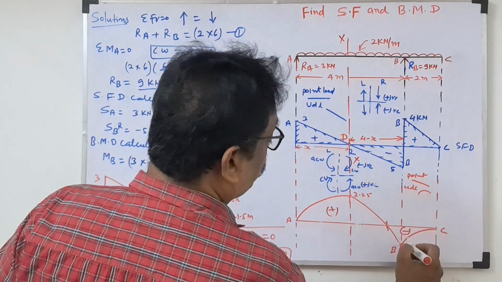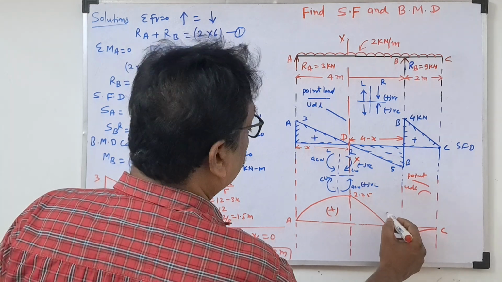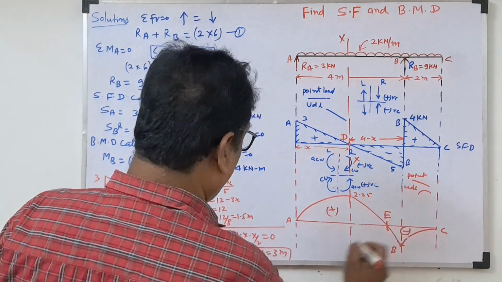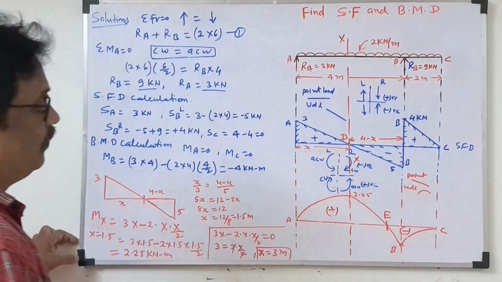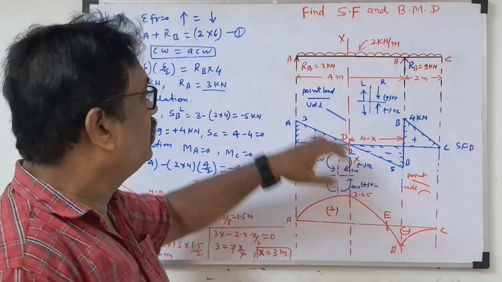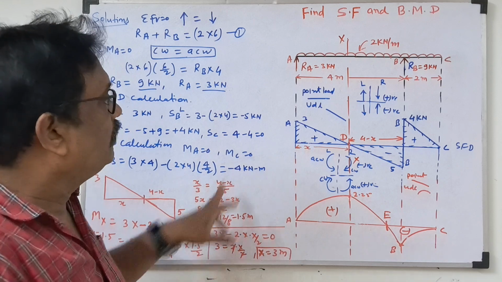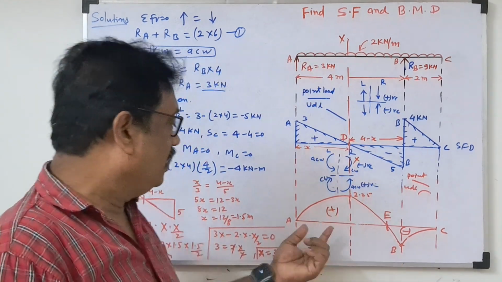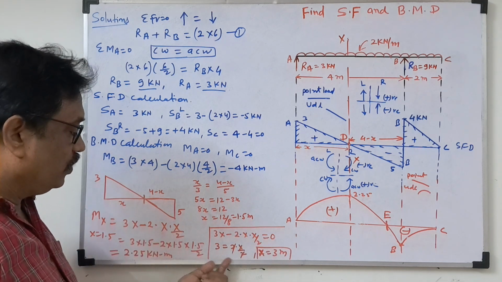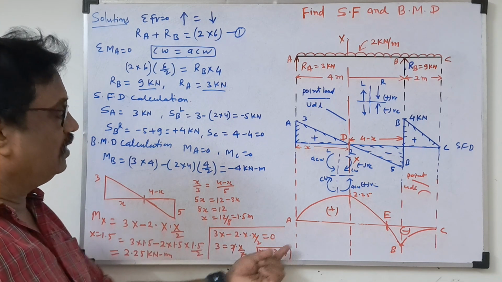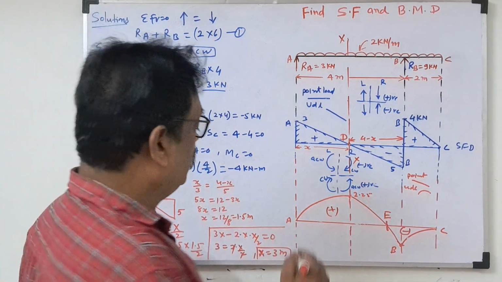That point lies in between A and B. You give it some name, E. So E is the contraflexure point, 3 meter from A. This way we can find the contraflexure point also. In this question, if they ask to find the maximum bending moment, we calculate the maximum bending moment. If they ask for the contraflexure point, we equate the bending moment equation to 0, and the distance will come x equal to 3 meter; that is known as the contraflexure point. So this way we can calculate questions like these.